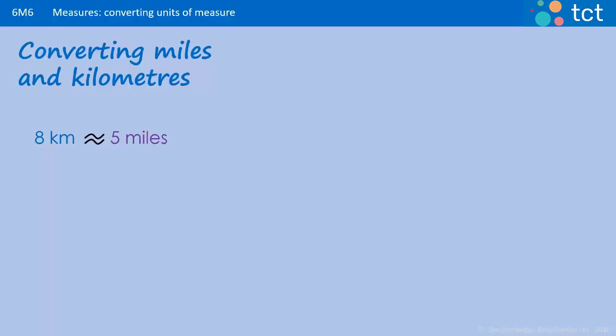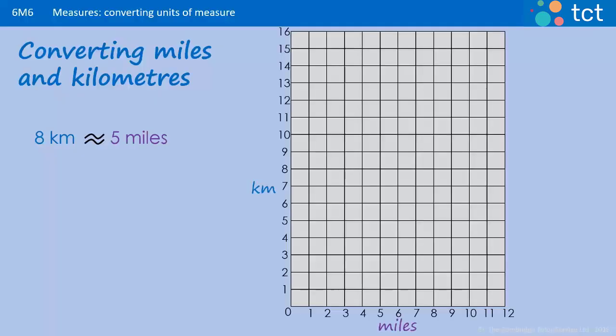And you can do this on a graph. You'll see on this graph that we've got number of miles along the bottom and number of kilometres going up the side. And if we mark out 5 miles and 8 kilometres, and from each of those we draw a line until they meet. Now from the 0 we draw a diagonal line that will go through exactly where those two lines meet. And we can now work out some other conversions.